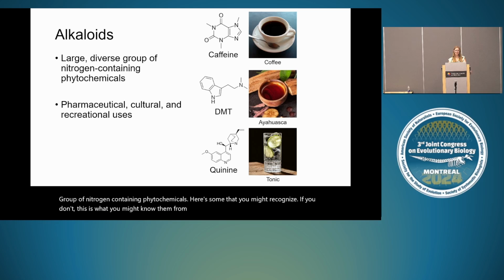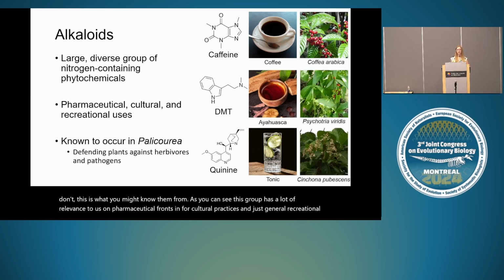As you can see, this group has a lot of relevance to us on pharmaceutical fronts, for cultural practices, and just general recreational uses. And they are known to occur within Palicourea. Actually, all of the taxa up on the screen right now are members of the coffee family, so these are all closely related to our study group. Their primary role within the plants themselves is to defend against pathogens and herbivory.